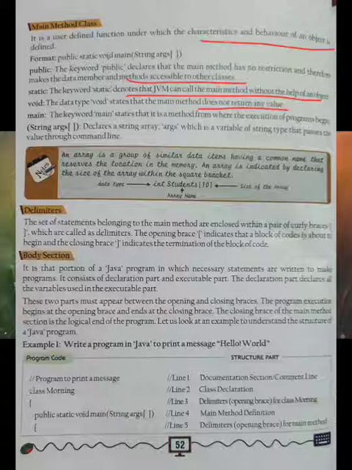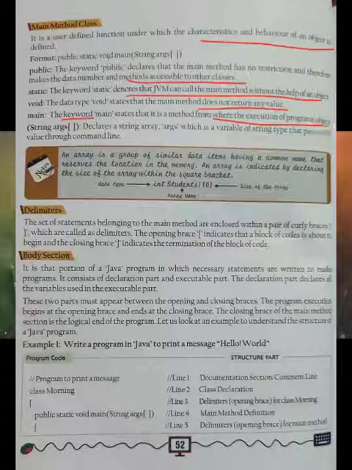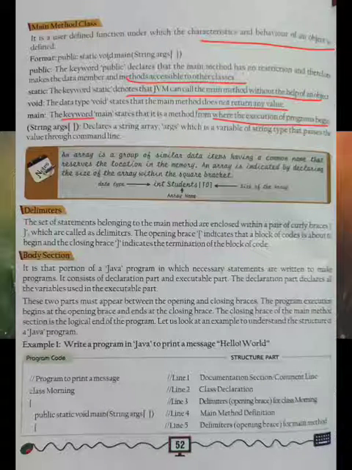Main, the word main, means it is a keyword. As we have studied about keywords, main is a keyword. The keyword states that it is a method from where the execution of the program begins. It is the main method from where we are going to start our program.